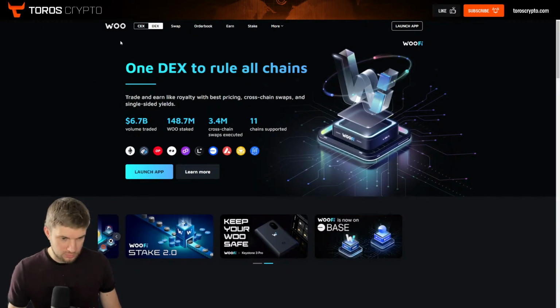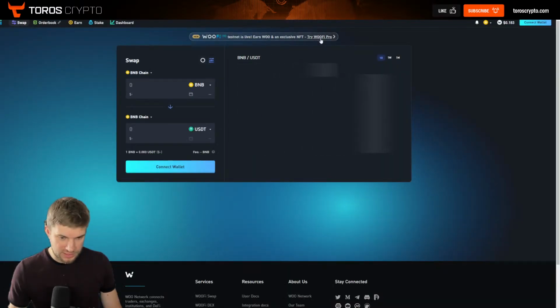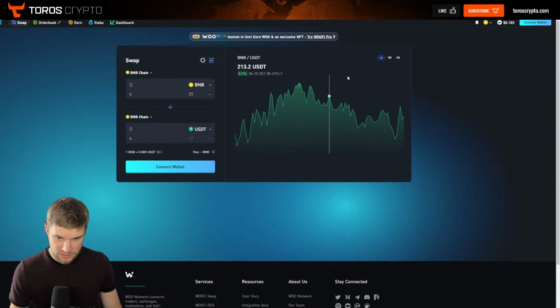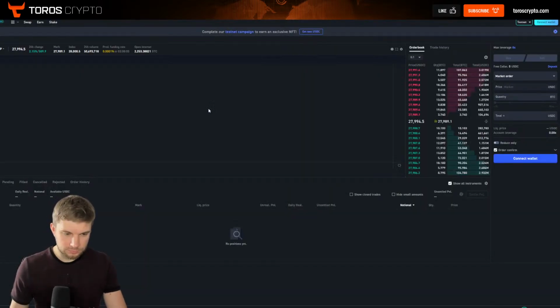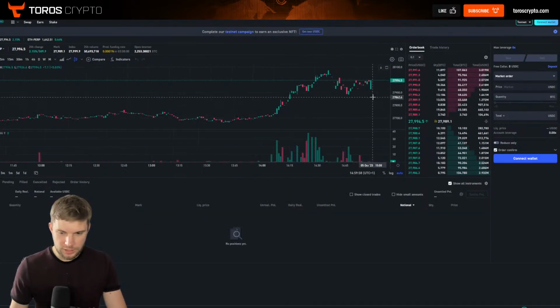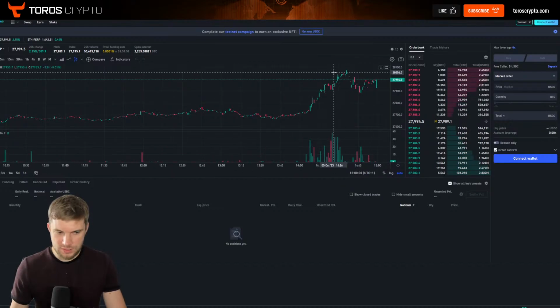Okay, this is the thing. Woo's really nice. You can launch the app. This is going to be the DEX. At the moment it's just swap, but this is launching in the next few weeks. Liquidity's not there at the moment, obviously, because it's not actually launched yet. But if you want to try this out, this is in testnet, which is kind of cool.